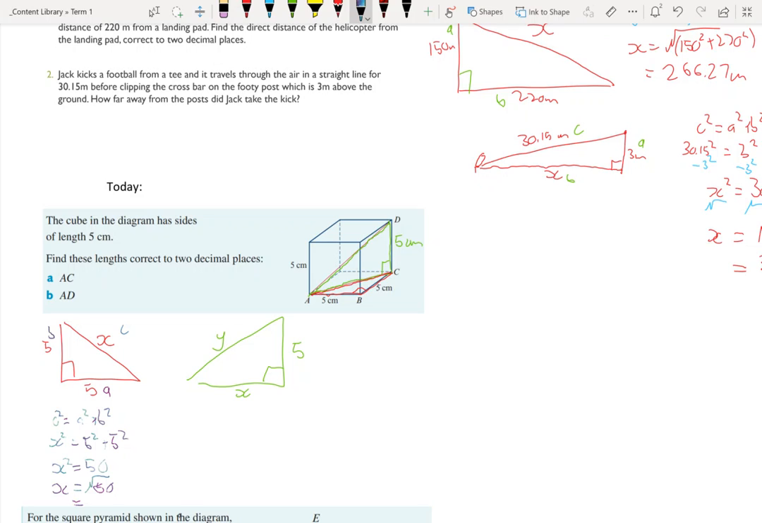Let's find out what it is. The calculator's turned itself off. Square root of 50, 7.07. And we're working in centimeters here. So if we put our answer back up here, AC, so the corner from A to C, was 7.07.